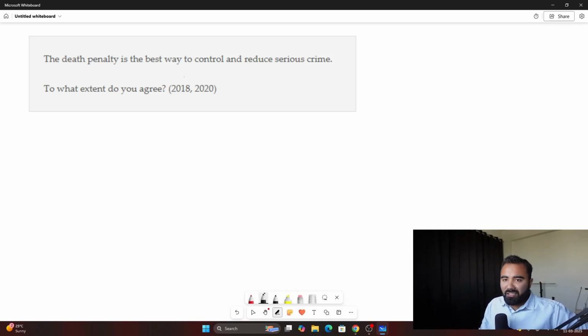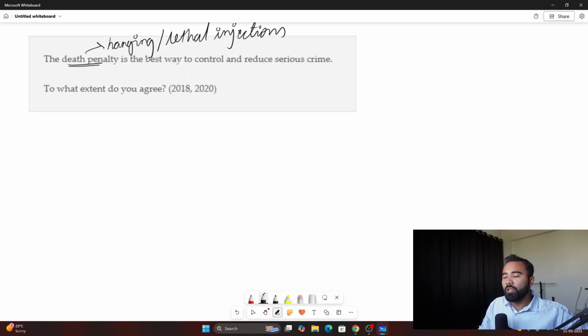I can see there are some keywords in the topic. Number one is death penalty. Death penalty, everyone knows. Hanging: some countries hang people. Some countries give them lethal injections, such as the United States. Some countries stone them to death. So that is the death penalty, the best way to control and reduce crime. Now, to what extent? First of all, I need to clarify that extent. That extent for me is serious crimes.